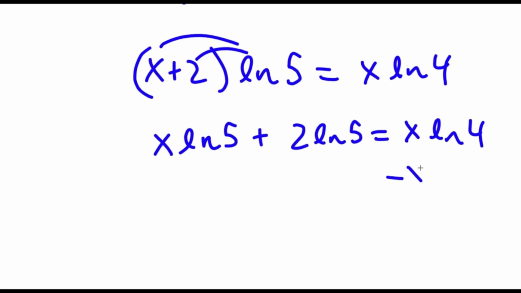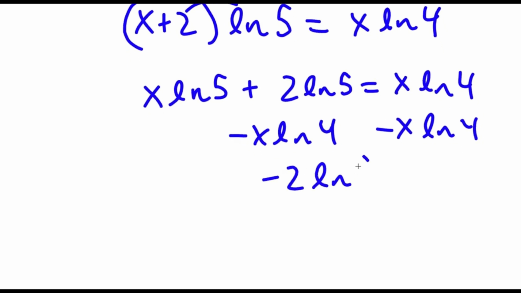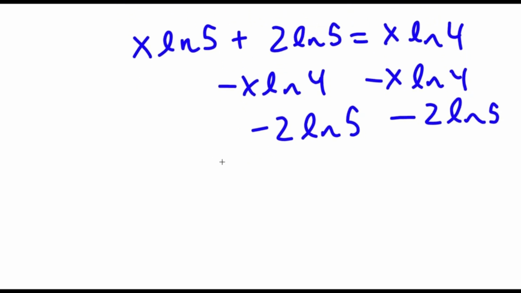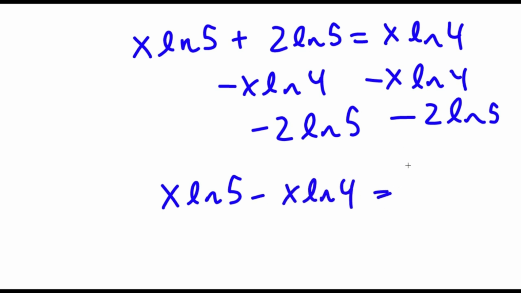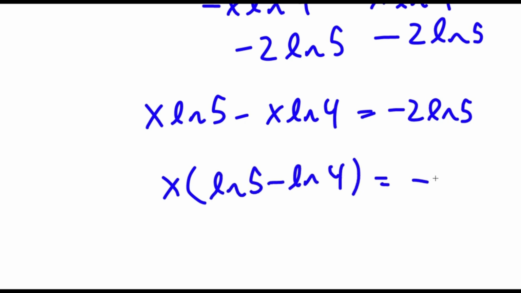Now I'm going to subtract both sides by x times ln 4, and I'm also going to subtract both sides by 2 times ln 5. x times ln 5 minus x times ln 4 is equal to negative 2 times ln 5. Now from here I can factor out x, so now I have x times (ln 5 minus ln 4) is equal to negative 2 times ln 5.